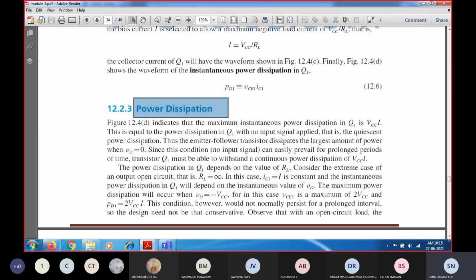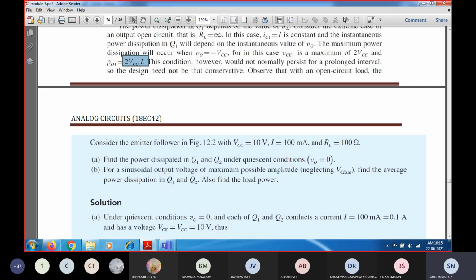So when RL is equal to infinity, that indicates what? That is an open circuit. When it is open circuit, the maximum power dissipation delivered to the load depends upon IC equal to I, and on the positive half cycle and negative half cycle, the amount of power delivered will be equal to 2 times VCC into I. So this is the power dissipation when RL is equal to infinity.